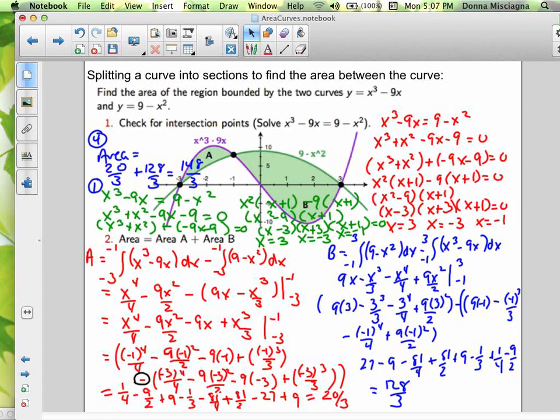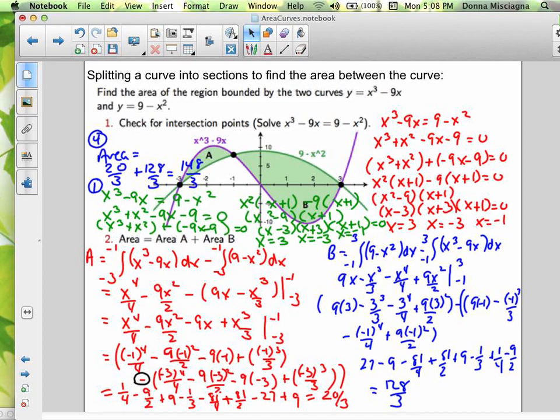Right? So be real careful on your signs. That's where you can start to get tricky. So don't try and skip steps, and then you end up messing up your signs. So negative 1 to the 4th power divided by 4 minus 9 times negative 1 squared divided by 2 minus 9 times negative 1 plus negative 1 cubed divided by 3. And then we're subtracting negative 3 to the 4th power divided by 4 minus 9 times negative 3 squared divided by 2 minus 9 times negative 3, and then plus negative 3 cubed divided by 3.